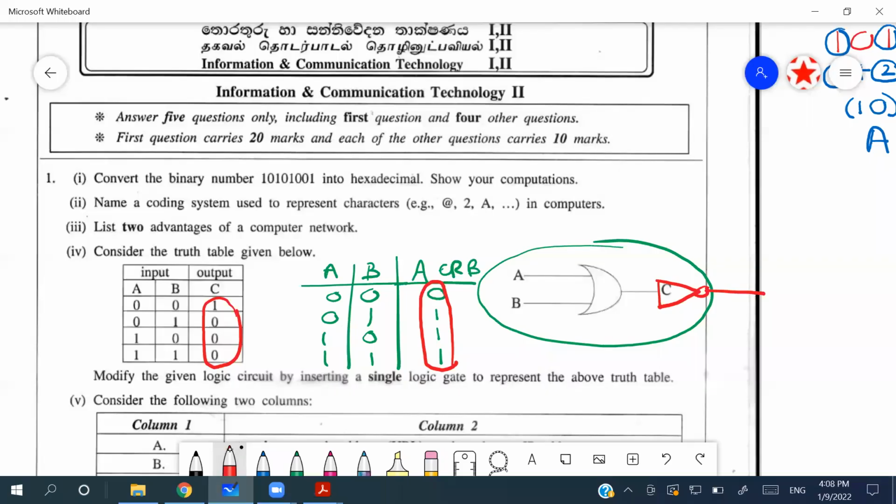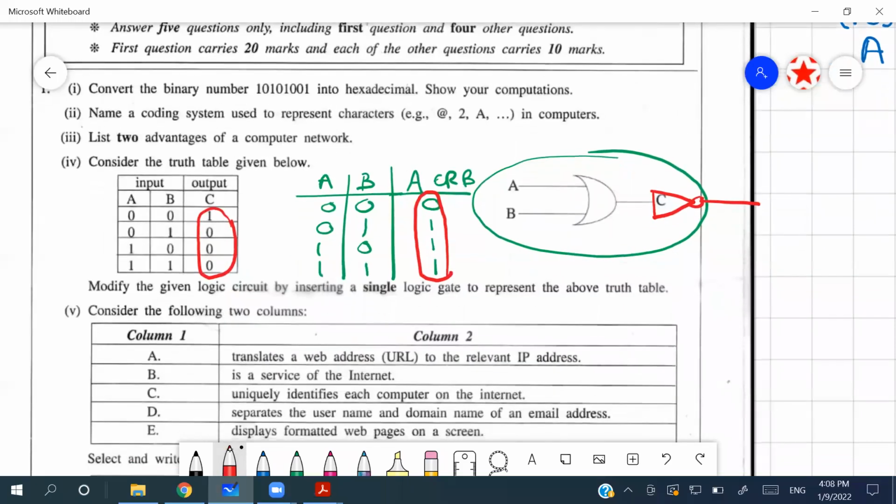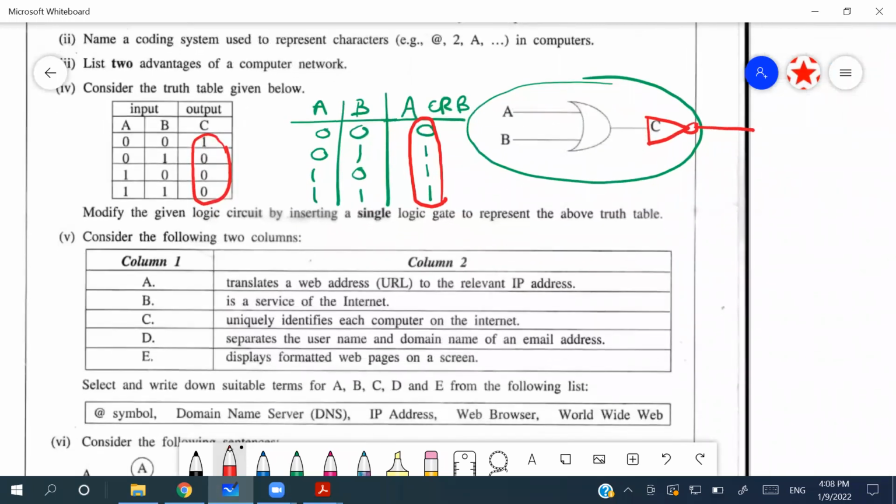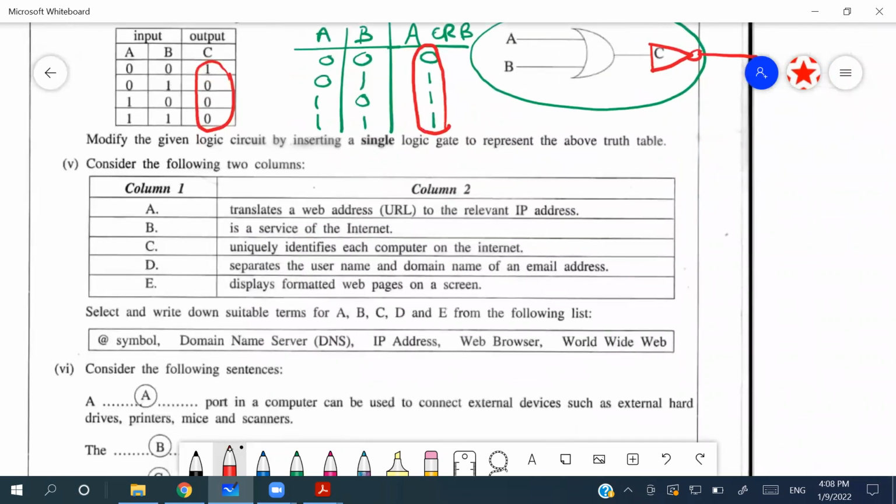All right, moving to the next question. The 5th one: consider the following 2 columns. Select and write down suitable terms for A, B, C, D, and E from the following list. Translate a web address, that means a URL, to relevant IP address. That is the work of the DNS, domain name server. So this is going to be the A.